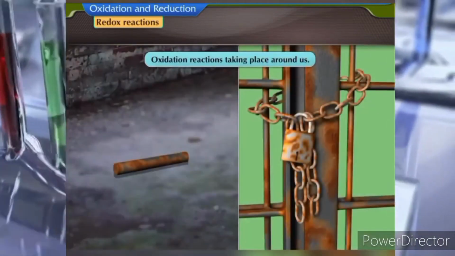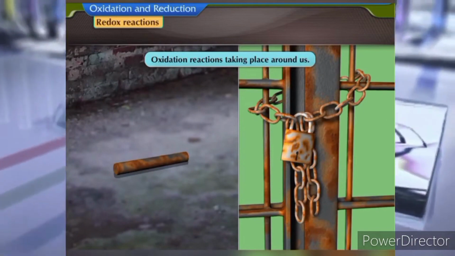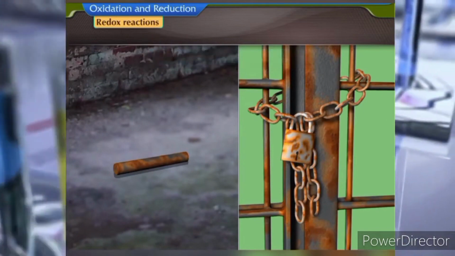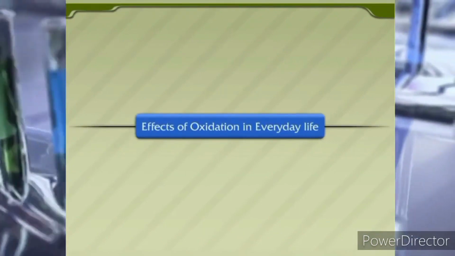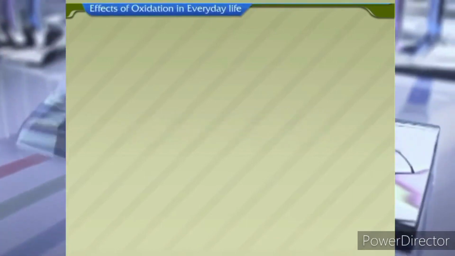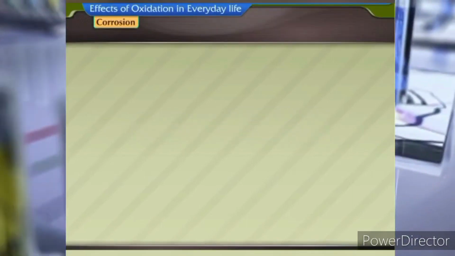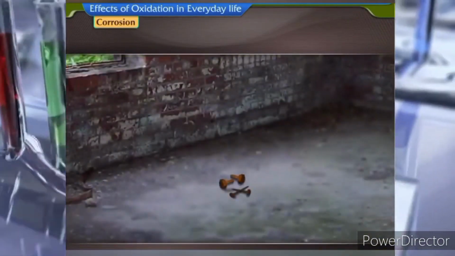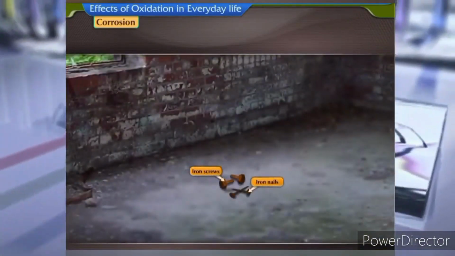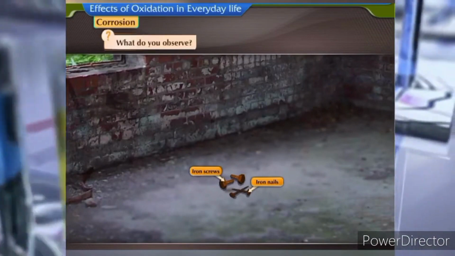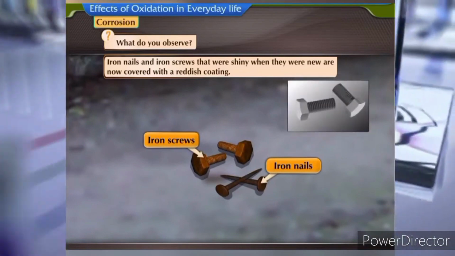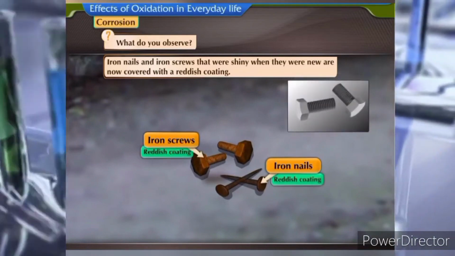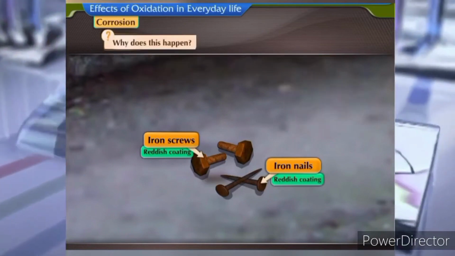We see the effects of several oxidation reactions taking place around us. Effects of oxidation in everyday life. Corrosion. Take a look at some unused iron nails and iron screws at home. What do you observe? Iron nails and iron screws that were shiny when they were new are now covered with a reddish coating. Why does this happen?